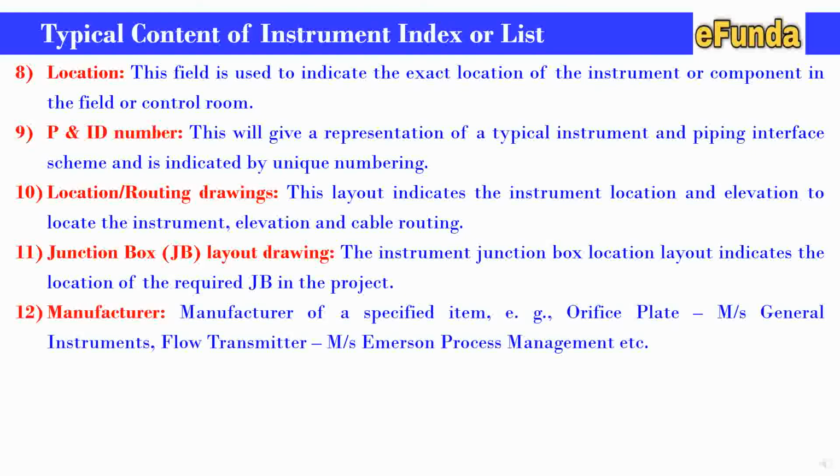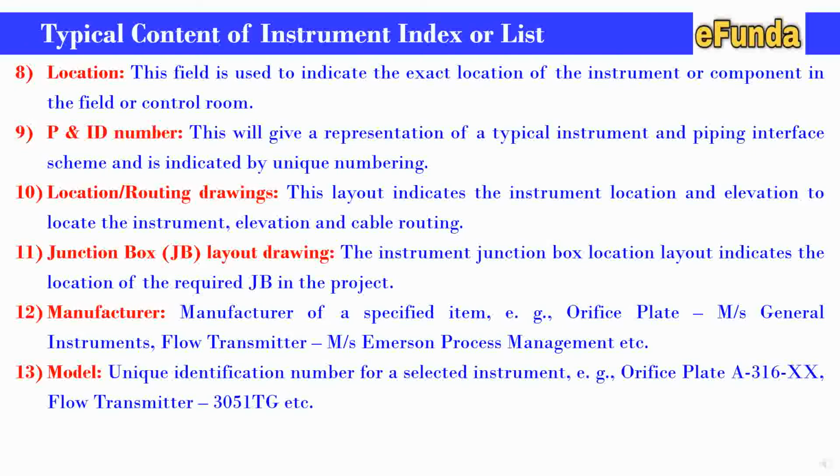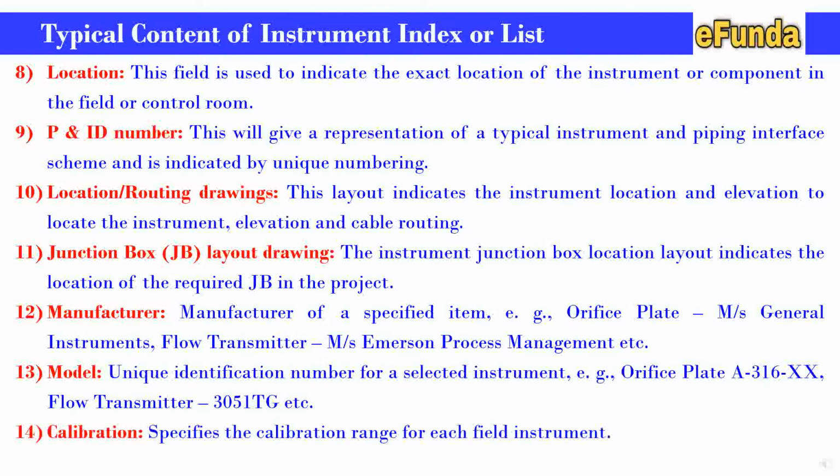Manufacturer of a specified item, that is orifice plate, Messrs General Instrument, flow transmitter, Messrs Emerson Process Management, etc. are the examples. Model, unique identification number for a selected instrument, that is orifice plate A-316-XX. Flow transmitter is 3051 TG, etc. Calibration specifies the calibration range for each field instrument.